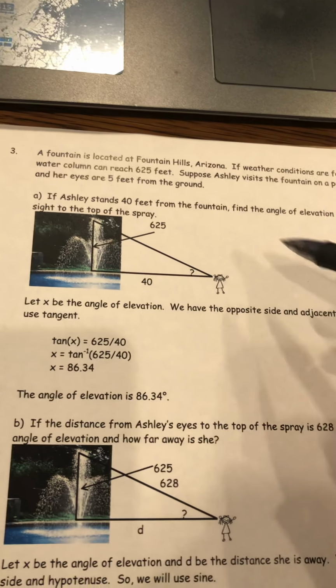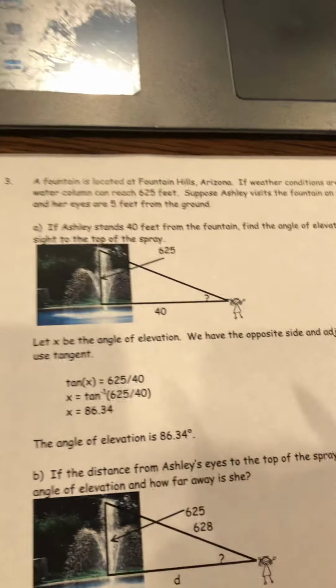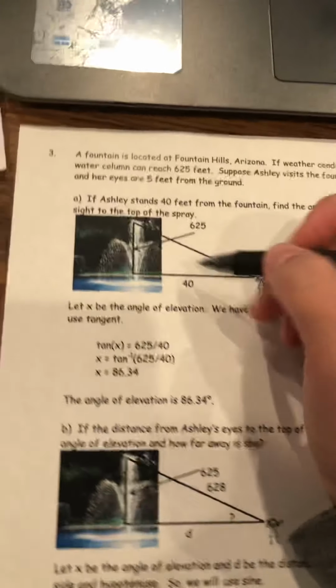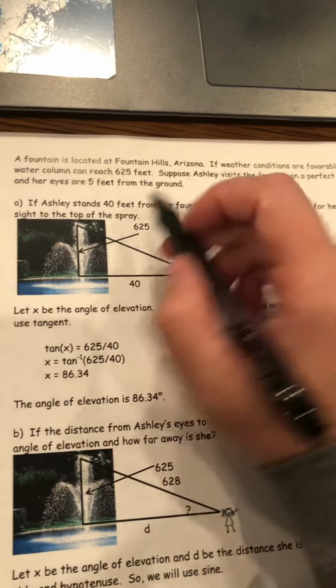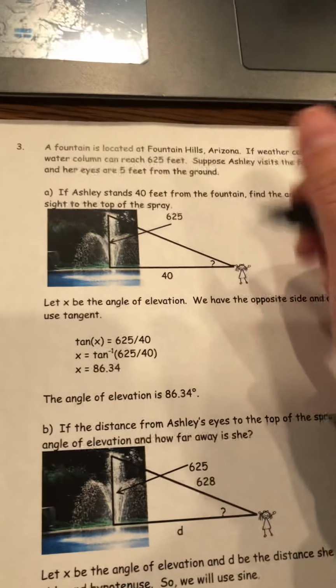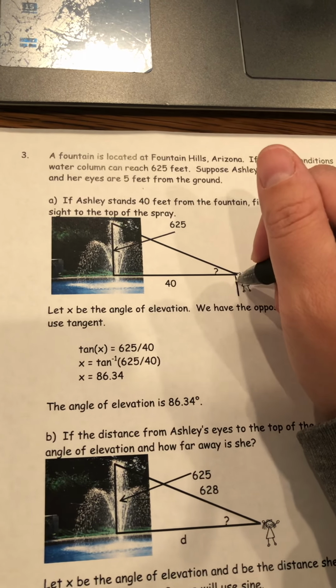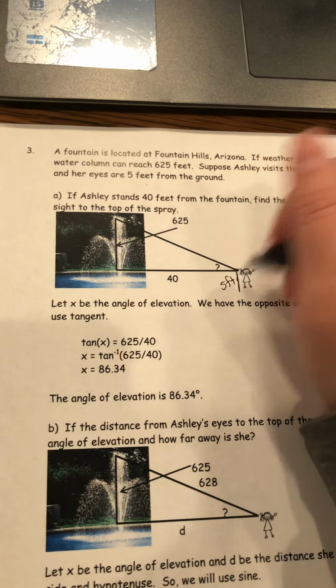I forgot to do the 5 feet because she's 5 feet. Her eyes are 5 feet off the ground, so that should be 620. Okay, I'll have to fix this. So you have, her eyes are 5 feet from the ground. So this here to her eyes to here is 5 feet. I didn't draw that in.